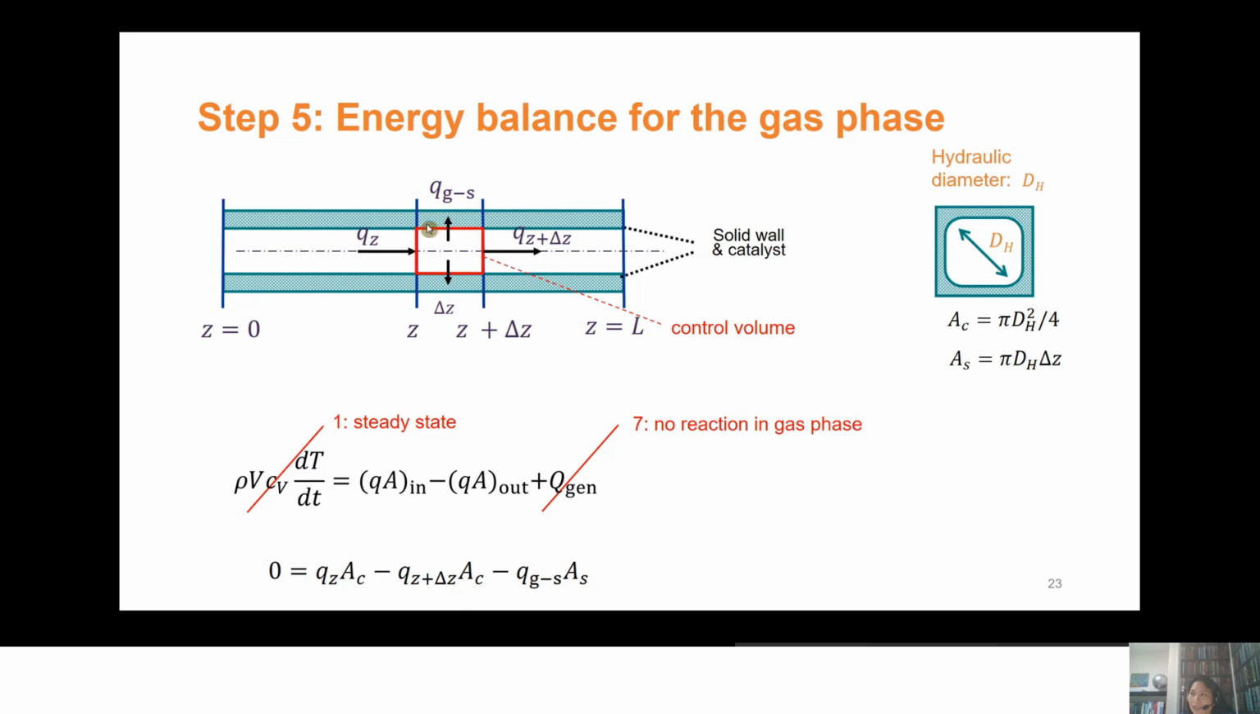Okay, and then we also have another heat flux there, so going out of our control volume. So that's from the gas phase to the solid phase. Yeah, and we need to multiply it by the area normal to that flow, which is AS. Okay, so flux times the area.